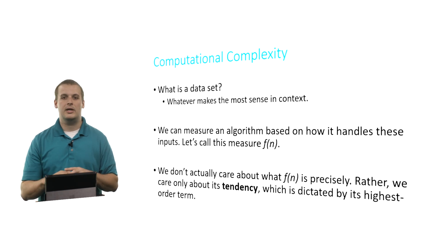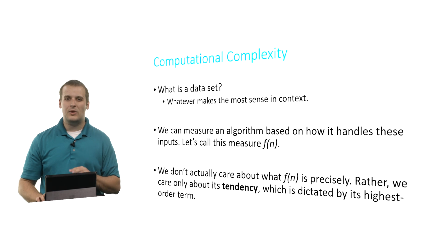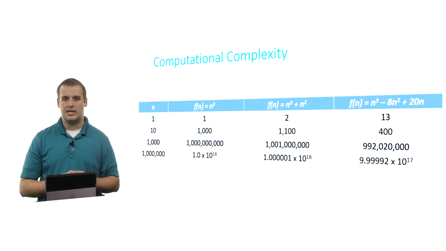We're just going to talk about what f of n is approximately, or what it tends to. And the tendency of an algorithm is dictated by its highest order term. And we can see what I mean by that by taking a look at a more concrete example.